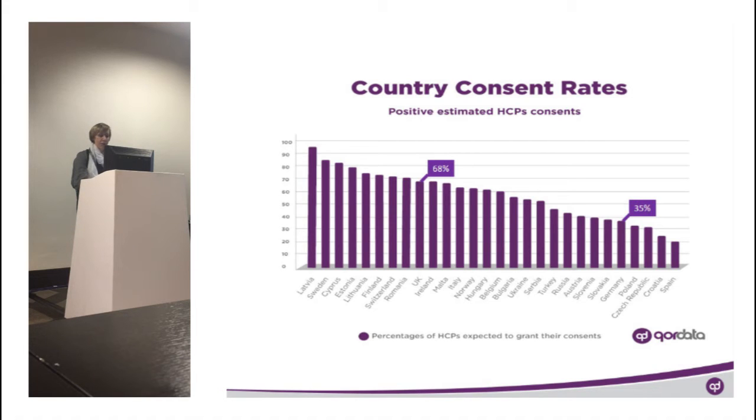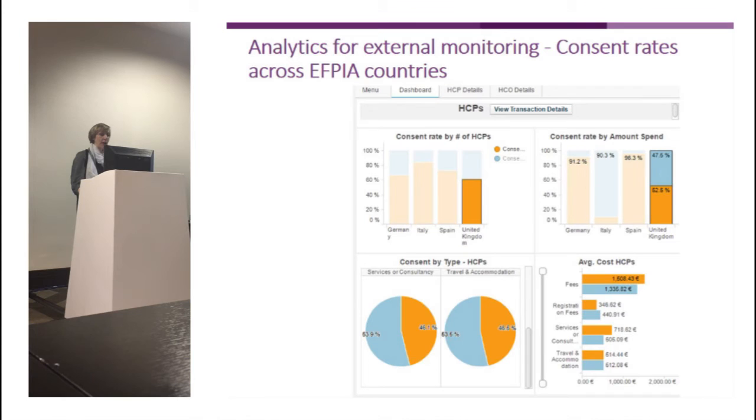Nevertheless, it might be interesting to look at the actual consent rates, and because it's publicly available, it is quite easy to compare the consent rates between the countries if you go through the effort to take all the data that is available. So this is an example for external monitoring using the consent rates across EFPIA countries, and we have 4 countries just for the ease to look at it here.